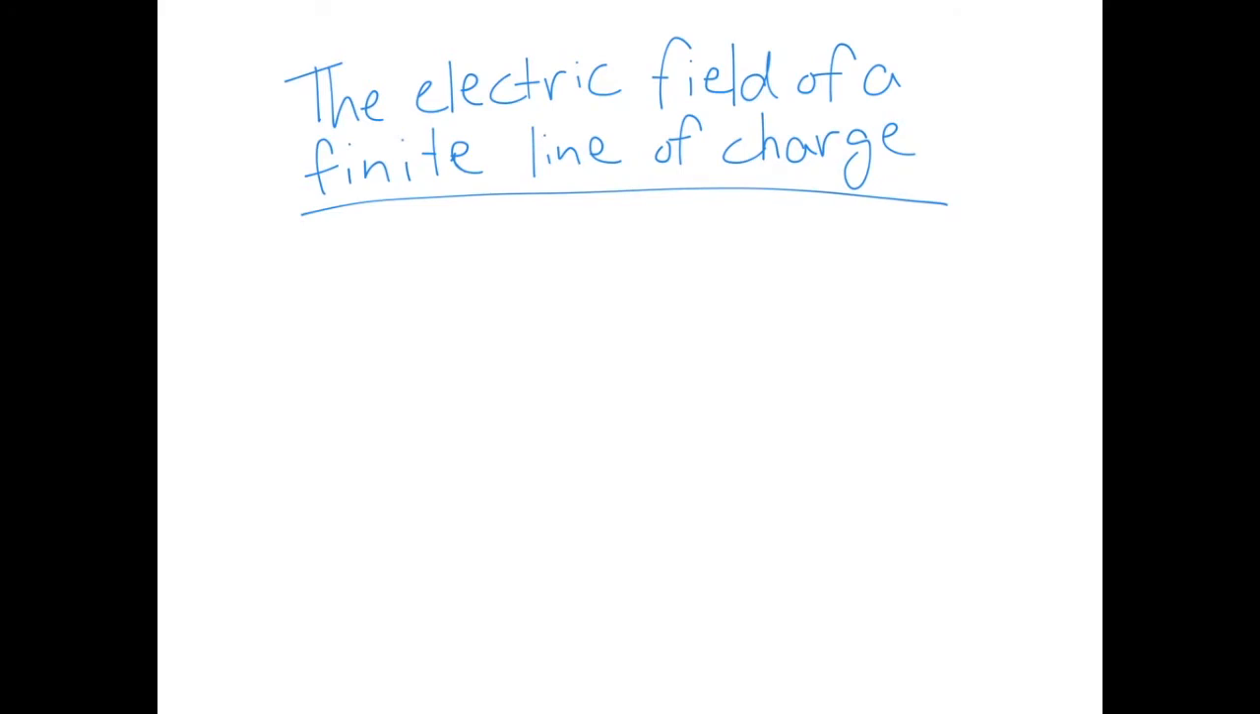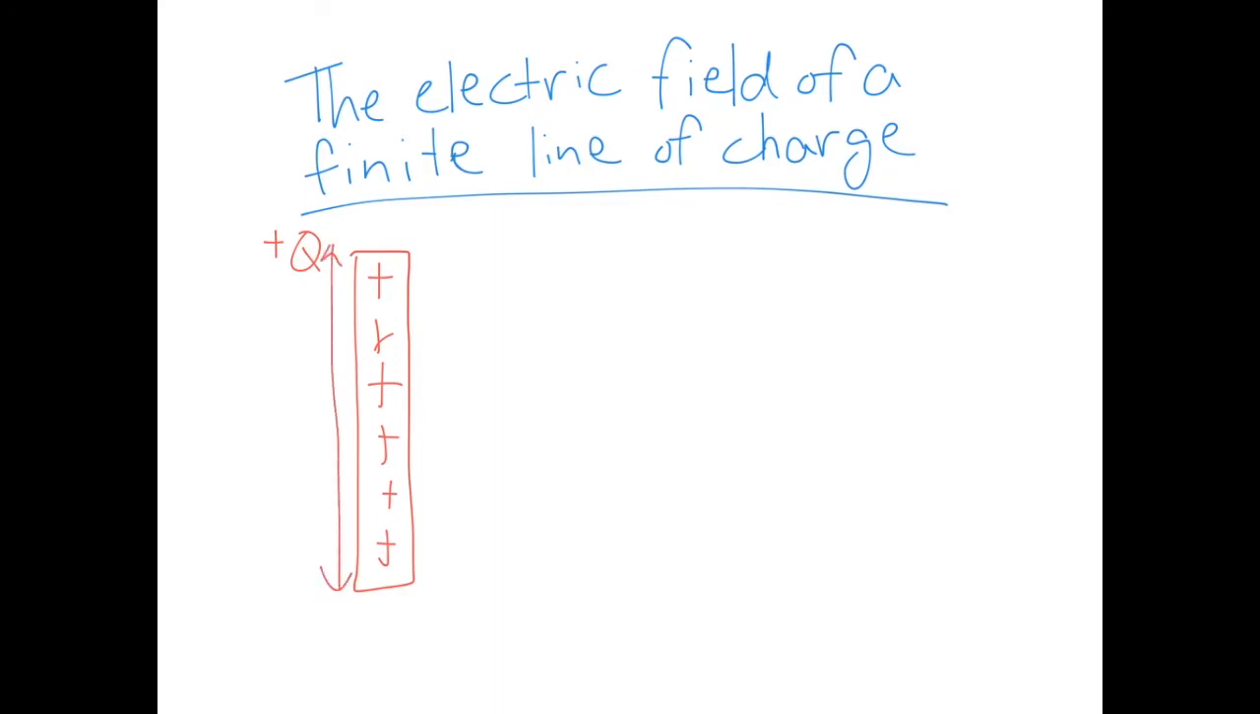Let's say you've got not 3 plus charges in a line like before, but now we've got a whole rod of charge. Let's look at a finite line of charge. So you've got a total charge Q distributed over a rod of length L. I want to know, what is the electric field over here, some distance x away from the center of the rod? We don't know what the electric field is for a rod of charge yet. We've got to derive that.